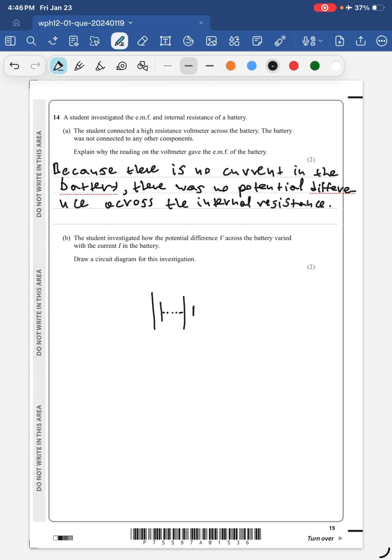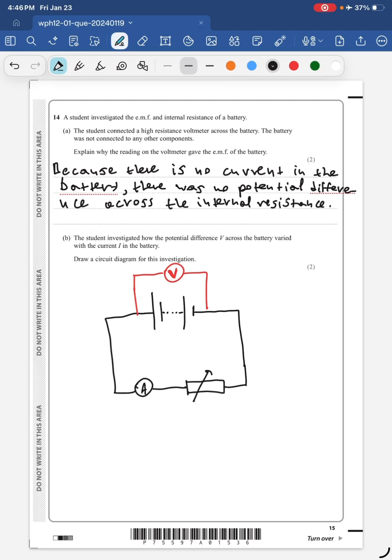Okay, let's close the circuit. We need a voltmeter across the battery to measure the voltage. And we need to vary the current. Therefore, we also need an ammeter to measure the current and a variable resistor. So we have current in this circuit, that we can also vary. And this is our pretty circuit. The voltmeter is not fully connected. Okay, great.